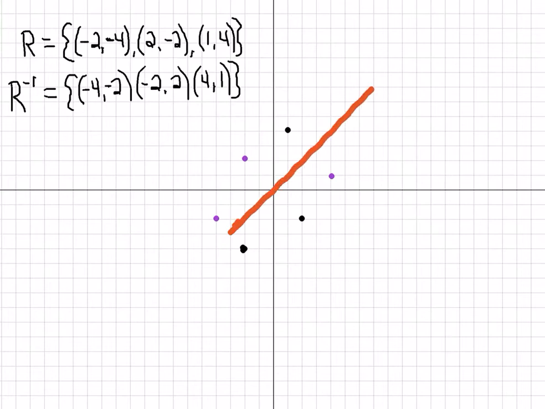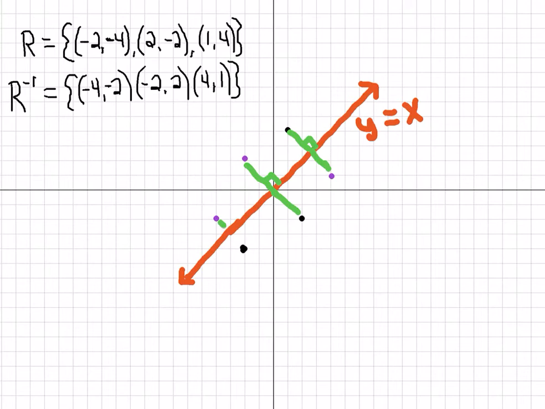Has a slope of 1, goes through the origin. This is the line y equals x. Hopefully you could see something that looks different here, or something kind of cool. Notice your black dot is matched up on the opposite side of the line with its purple dot at exactly a right angle. It's perpendicular, right?